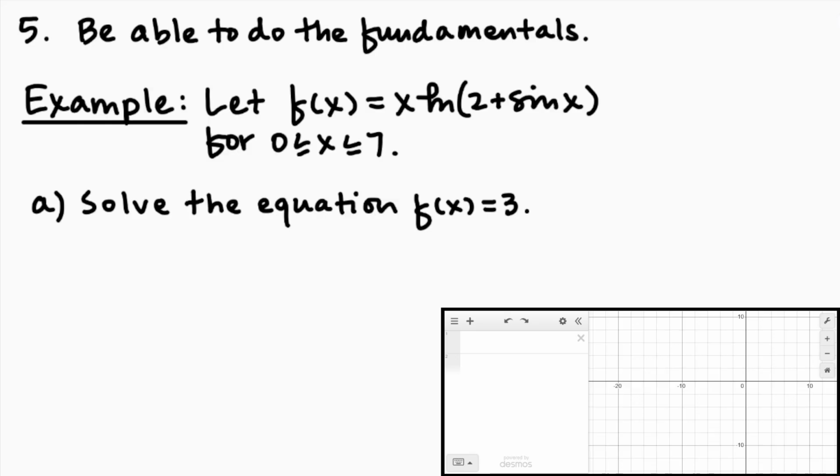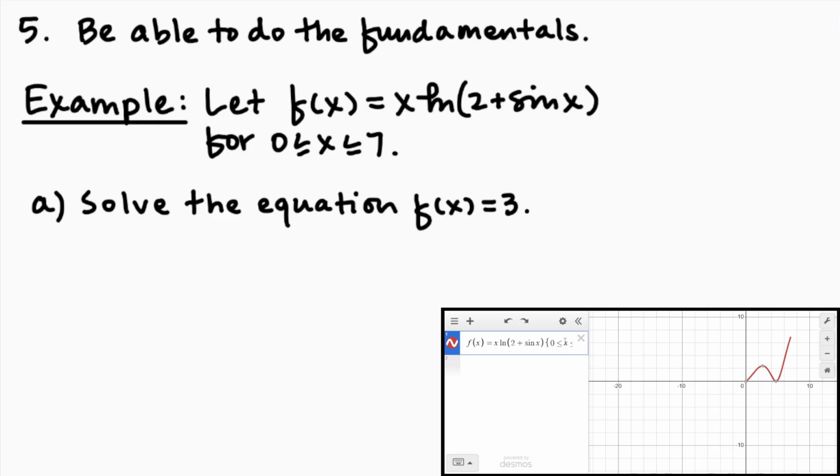So if we were given a function like f of x equals x log of 2 plus sine x on a viewing window 0 to 7, well, we could just go over here and graph that, type in f of x equals x log of 2 plus sine x, and then we can also give it a domain by using the curly braces. You can find these in the keyboard down here, and you can also just type them in using the keyboard on your computer. And I'd say the same thing about less than or equal to. You can type less than and then equal to, or grab it from the menu.